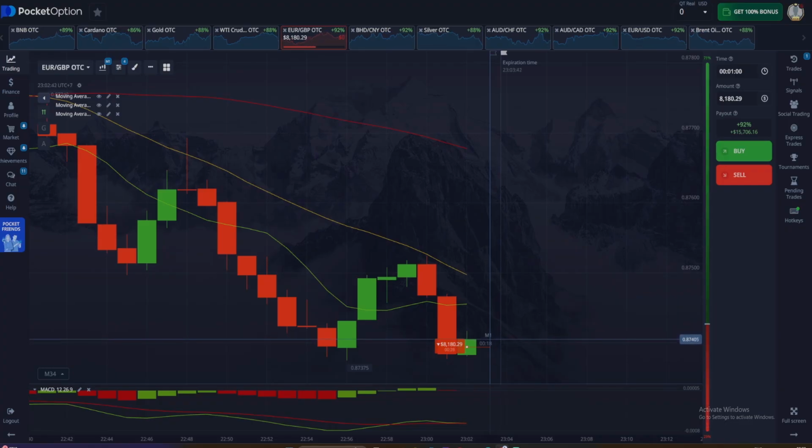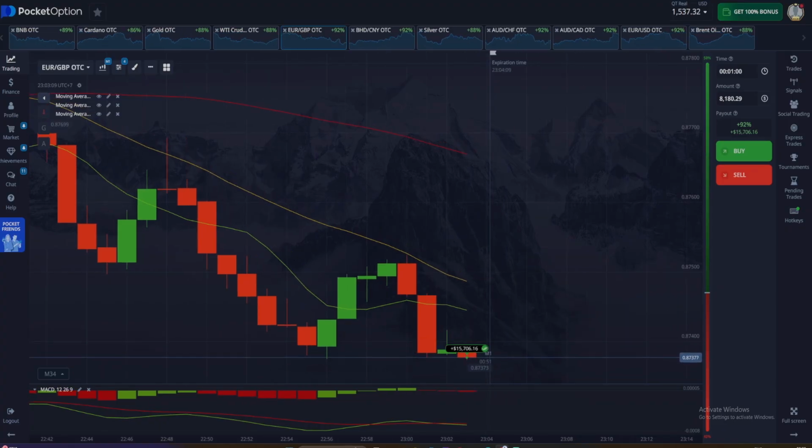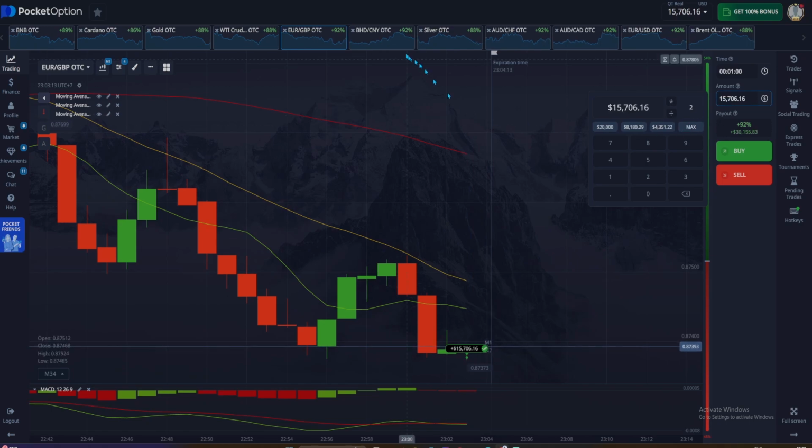The deeper the histogram drops after the crossover, the stronger the selling pressure driving price lower. Let's see how the price reacts. Yes, profit. Now we can open the market again and look for the next opportunity.